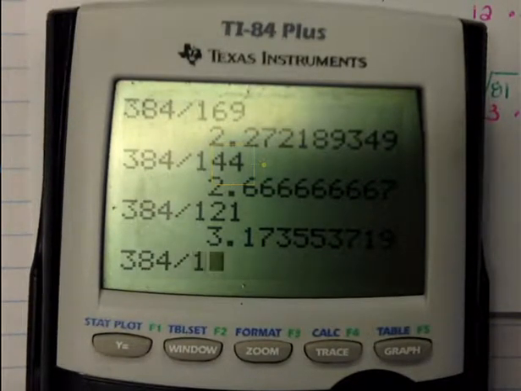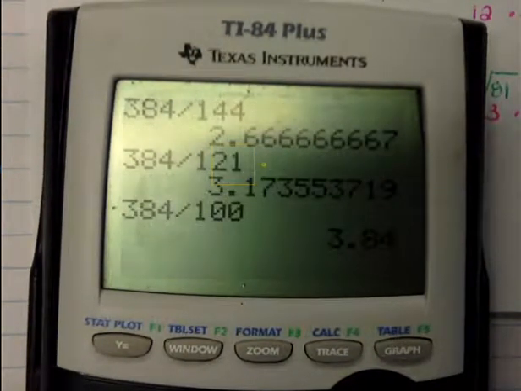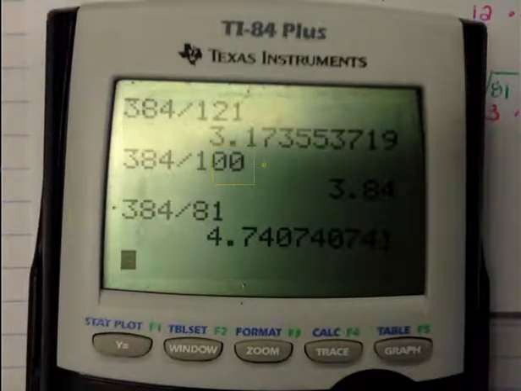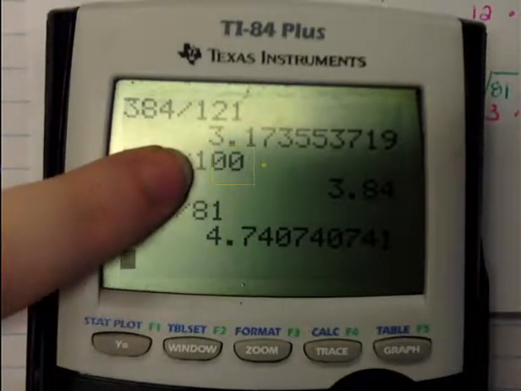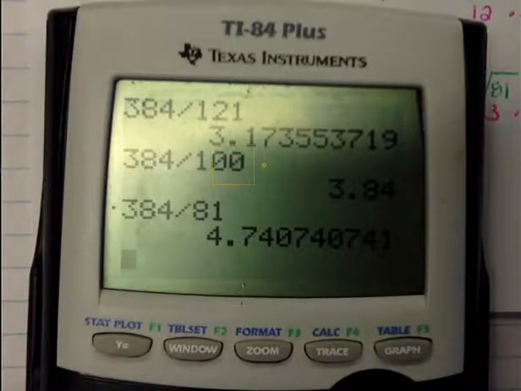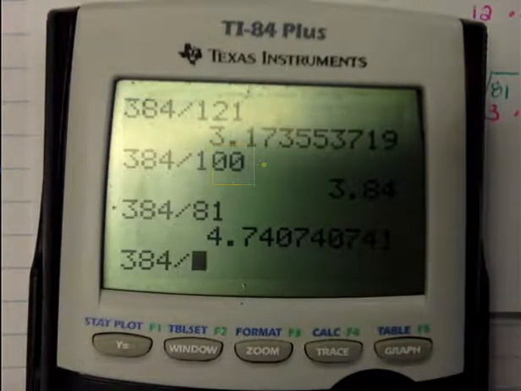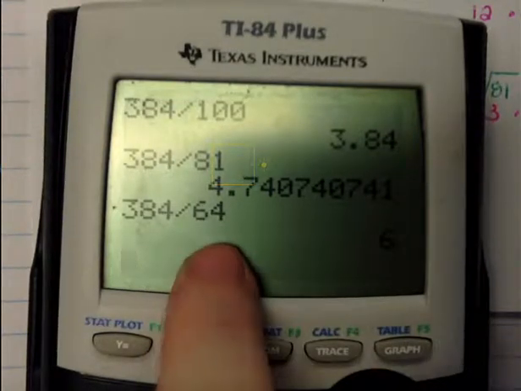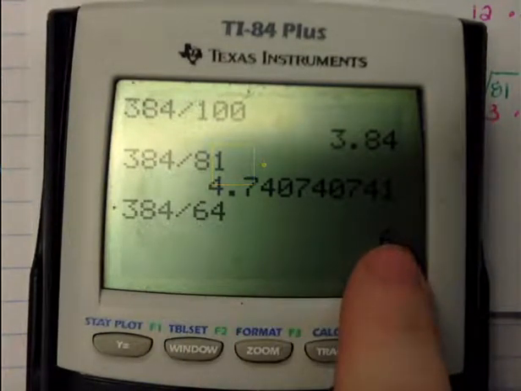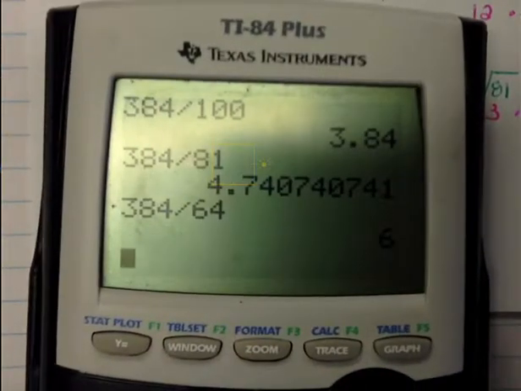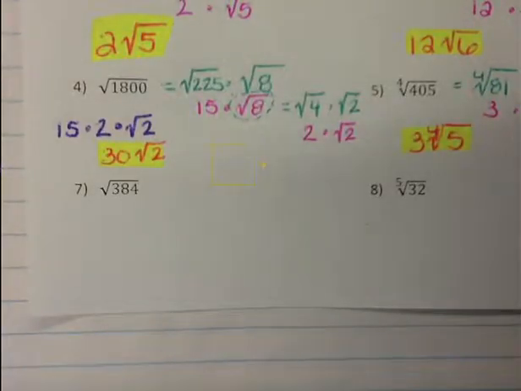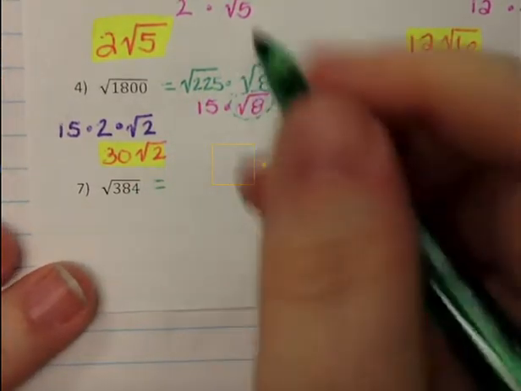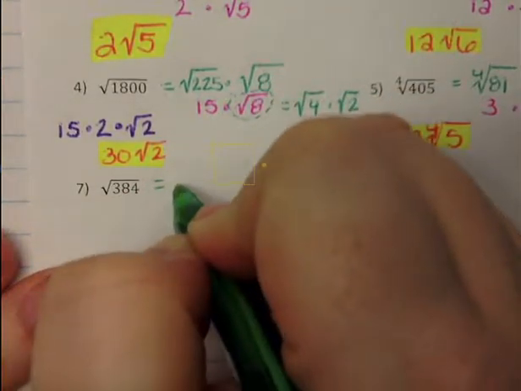384 divided by 100, I know won't work. 384 divided by 81. So if there's any numbers that you know definitely cannot work, like the 100, I could have actually skipped that one, just because I know that won't work. 384 divided by 64 works, so that's 64 and 6. The reason you have to go all the way up is that sometimes you could have multiple numbers that work, but if they're too small, then you'd have to simplify again.